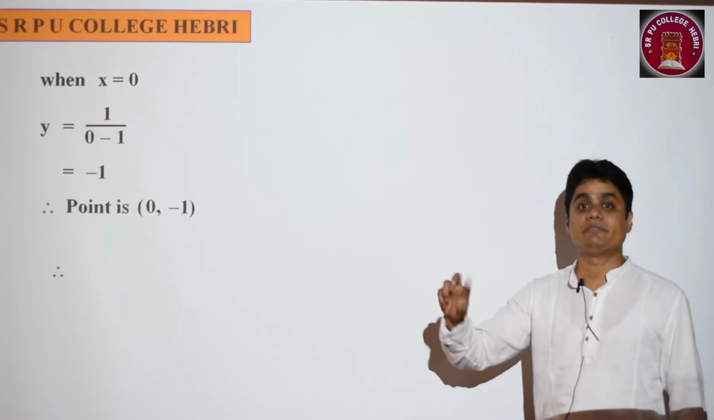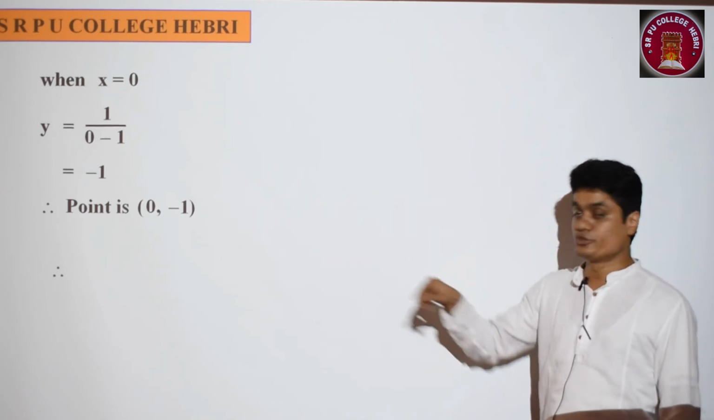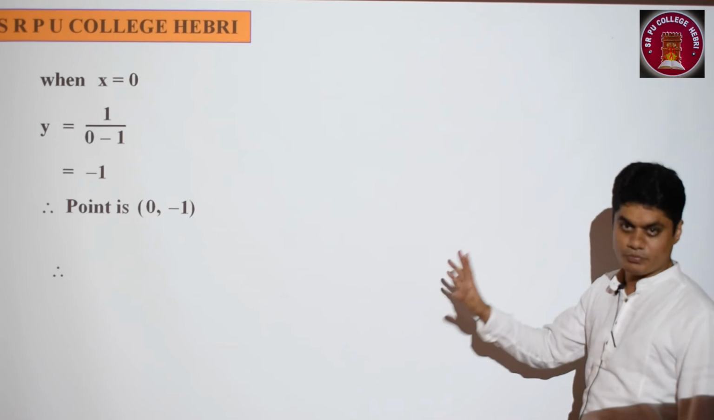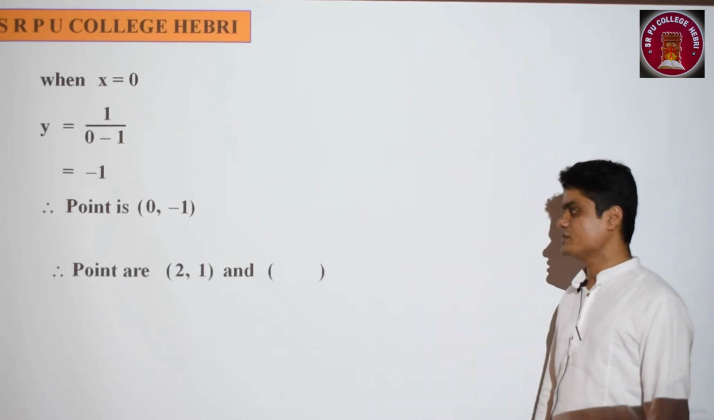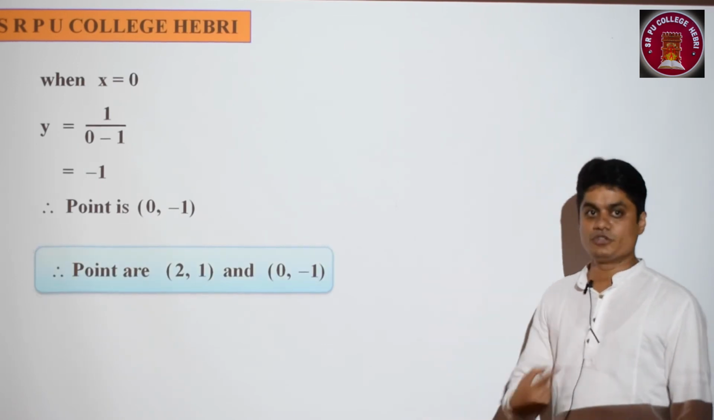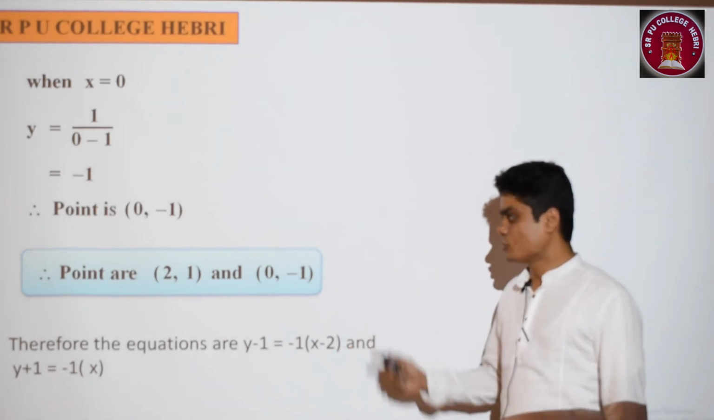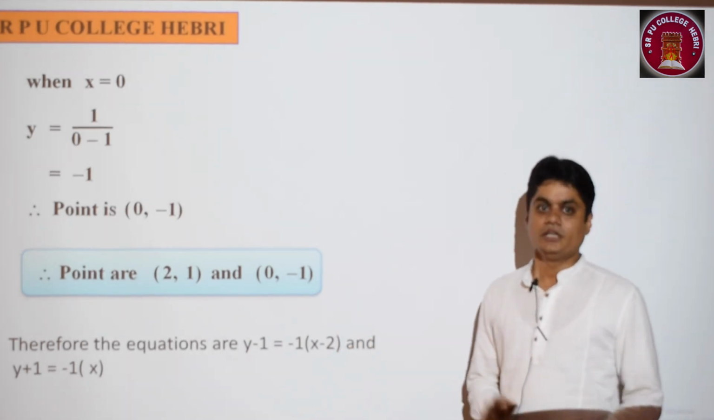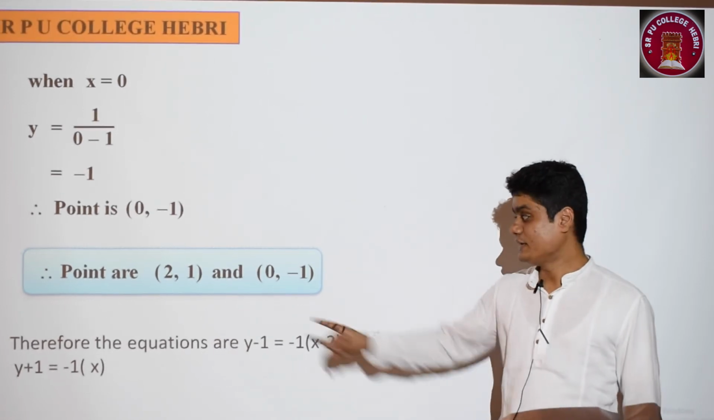Now we got x1, y1. Two different lines are there, remember that. There are two cases, so you will get two equations of straight line. Once again I'll write the 2 points. Points are 2 comma 1 and 0 comma minus 1. Now at these 2 points you have to find the equation of the straight line.